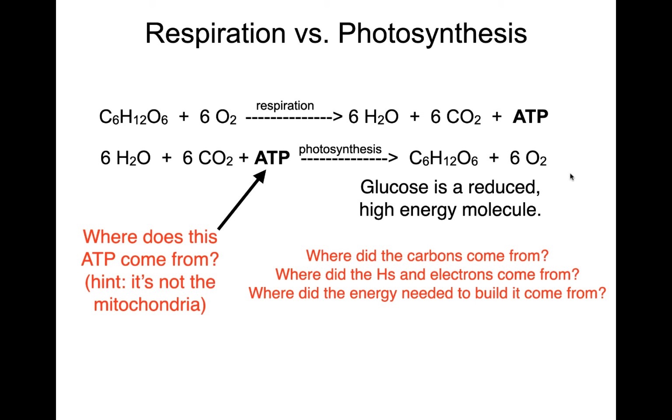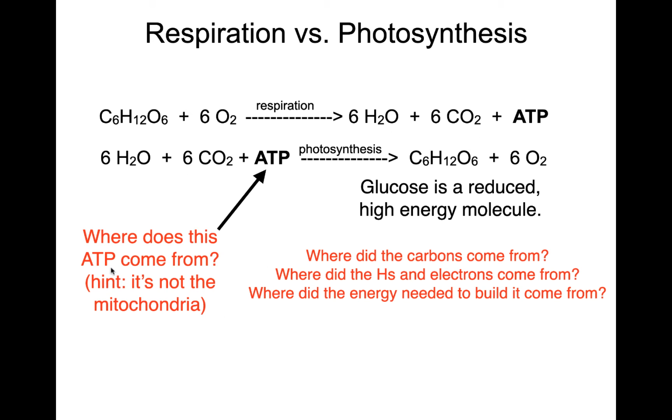Now, take a look at photosynthesis. Photosynthesis is doing the exact opposite, which means in order to get photosynthesis to go, we're going to need to invest a whole bunch of energy. And the source of that energy is, again, through ATP. If we created ATP via respiration, we're going to need to invest ATP for photosynthesis.